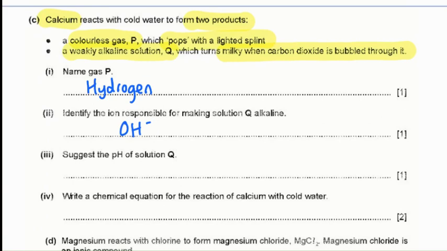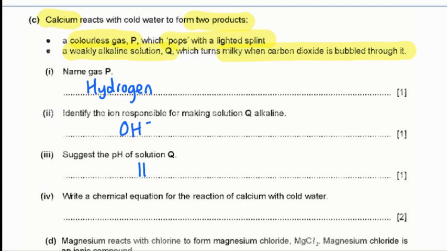Suggest the pH of Q. Well, because it's weakly alkaline, we know it's going to be somewhere more than 7, but it can't be anything more than around about 12. So because it says suggest, it wants us to pick an actual number. So anywhere between 7 and 12, you're going to get the mark. I would put 11.